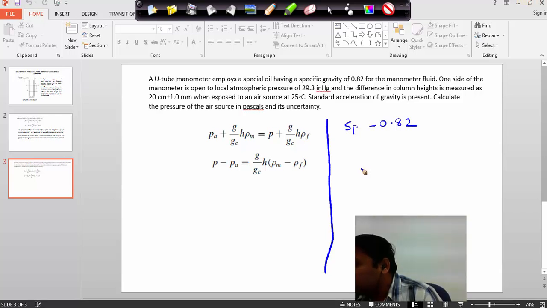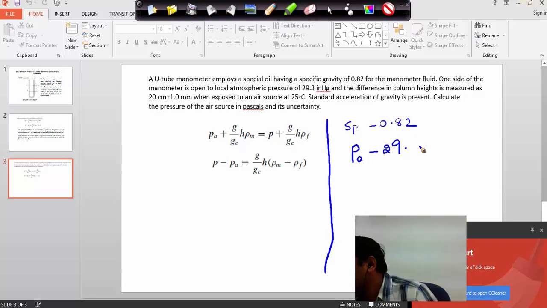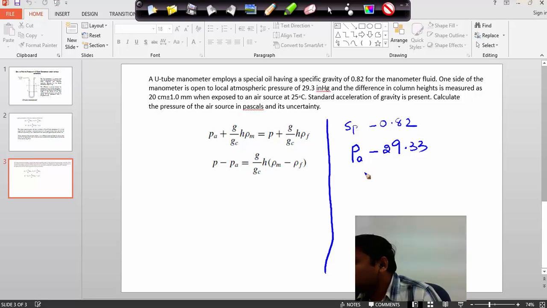One side of the manometer is open to local atmospheric pressure, which is having, say, I can take the local atmospheric pressure PA is equal to 29.3 mm of Hg, and the difference in the column height H is equal to, I can take 0.2 centimeters plus or minus 1, and the temperature when exposed to air, the temperature T is equal to 25 degrees centigrade. We need to find out the pressure in Pascal.